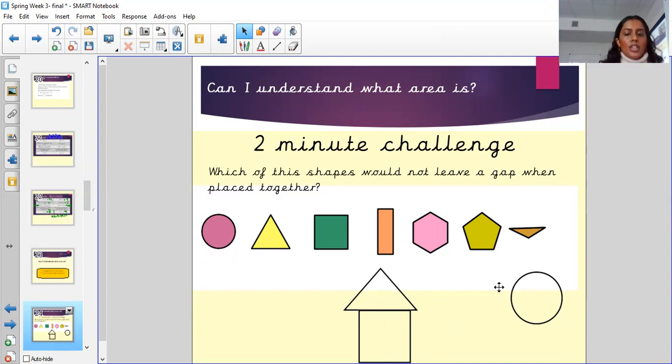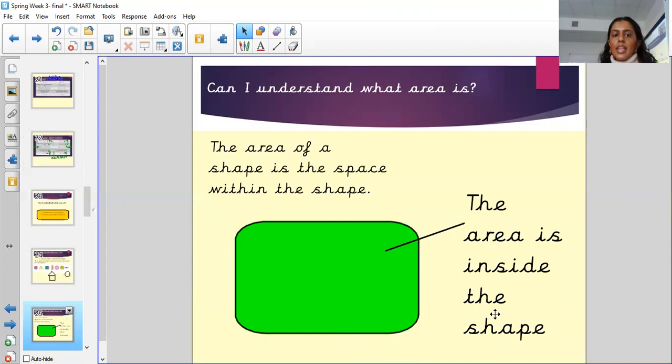However, the other shapes that you can see on the screen, which are called rectilinear shapes, can be placed together without leaving a gap. This rule applies only to 2D shapes. So let's have a look. The area of a shape is the space within the shape. The area is inside of the shape.